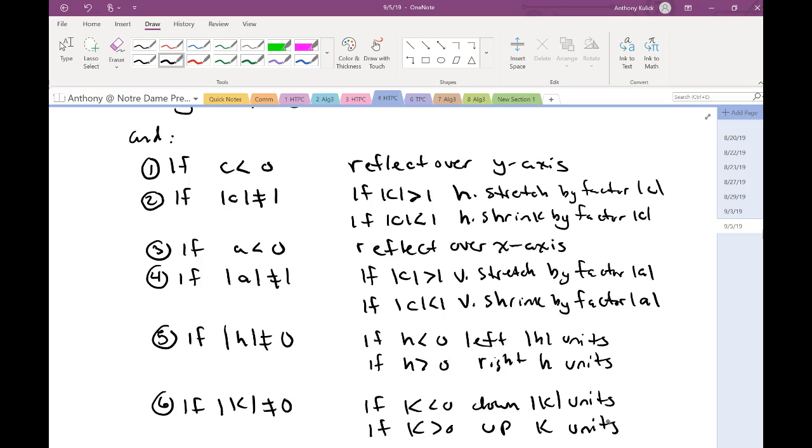Yes, Ben? Number 4 is that if the absolute value is C, that would be A. Oh, those are supposed to be A's. Thanks, Ben. Wouldn't make a lot of sense if they were C's.